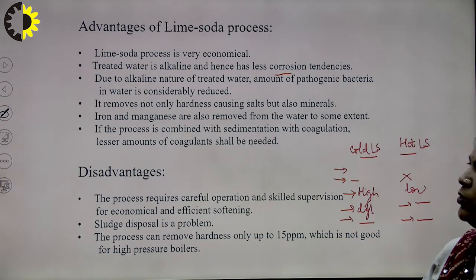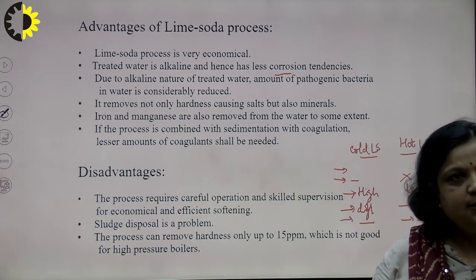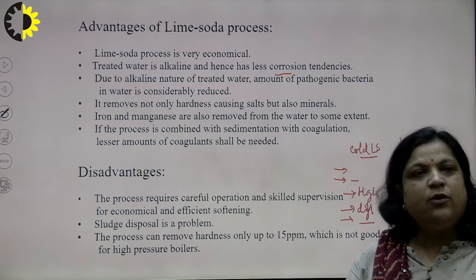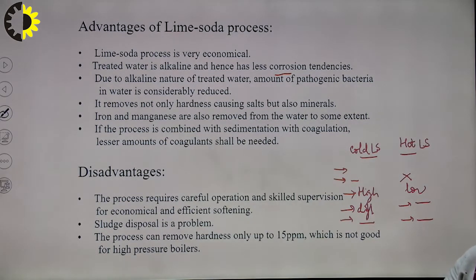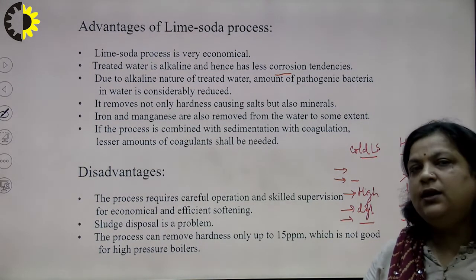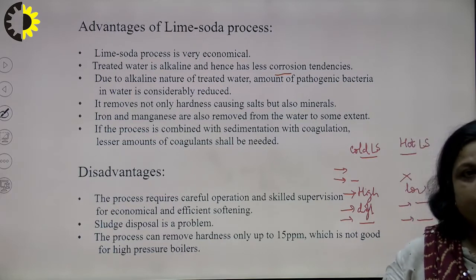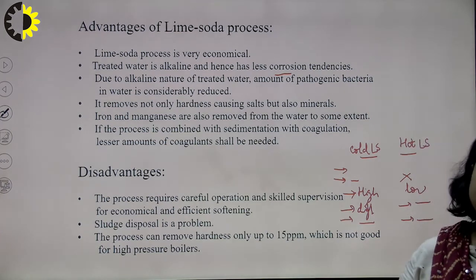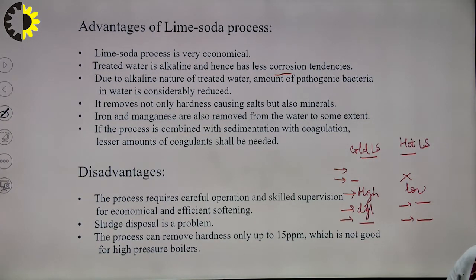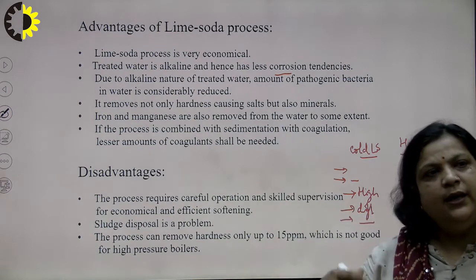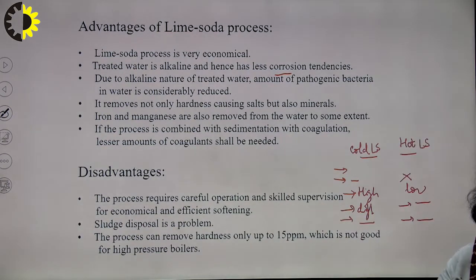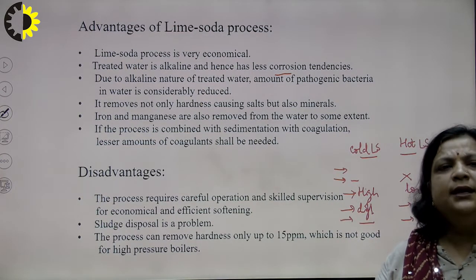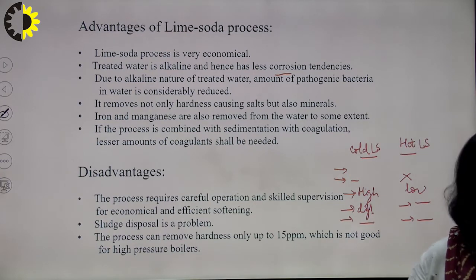This process is used not only for removal of hardness, but also for removal of minerals. Iron and manganese can also be removed. In zeolite, if you remember, we read that if water contains iron and manganese, it should first be removed, otherwise permanent zeolite gets formed, which is very difficult to regenerate. But in this case, both iron and manganese can be removed. If the process is combined with sedimentation with coagulation, then less coagulant or chemical is needed.